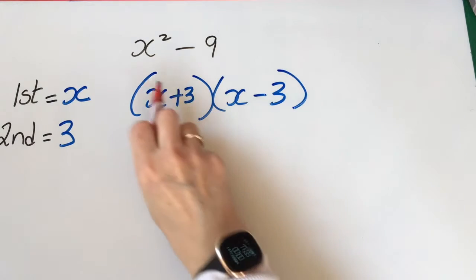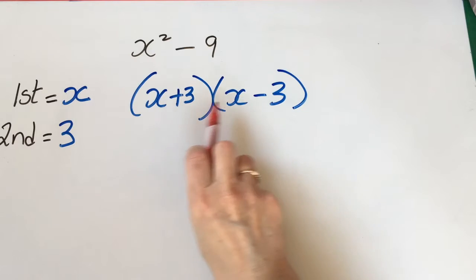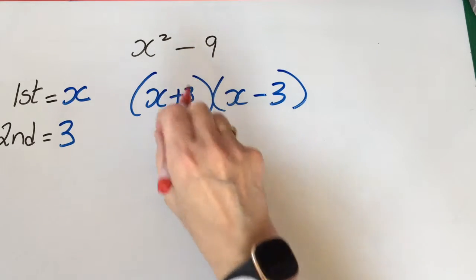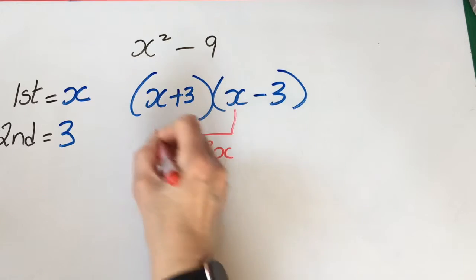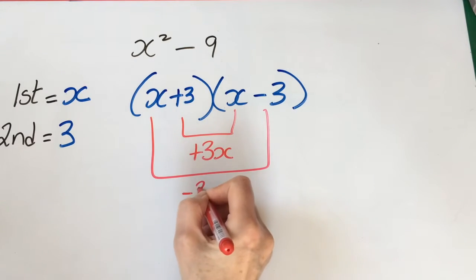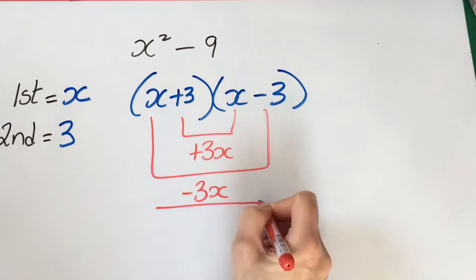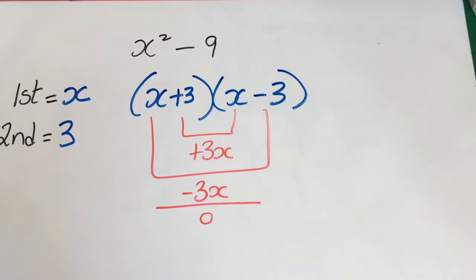Get into the habit of checking your answer. x by x is x squared, 3 times minus 3 is minus 9, and 3 times x is 3x, and x times minus 3 is minus 3x, which means I've no terms with x.